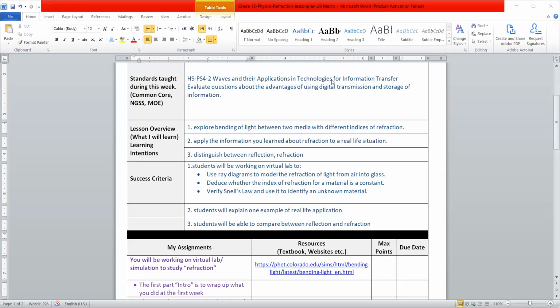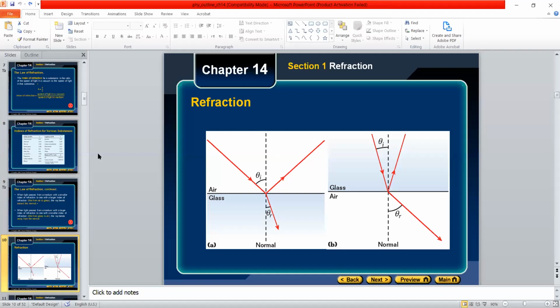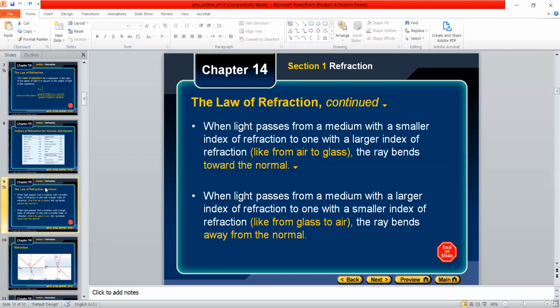For objective number one, I'll go to the PowerPoint, which is uploaded in the folder in week number 2. Go to slide number 9. When light passes from a medium with a smaller index of refraction to one with a larger index of refraction, like from air to glass, the ray bends toward the normal.